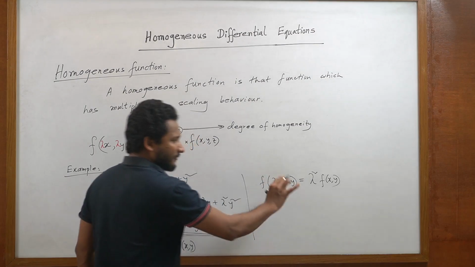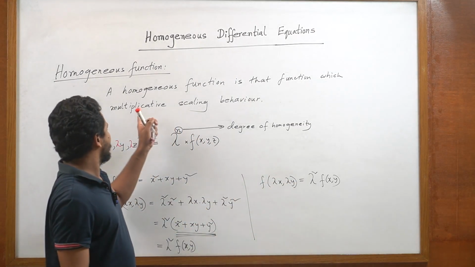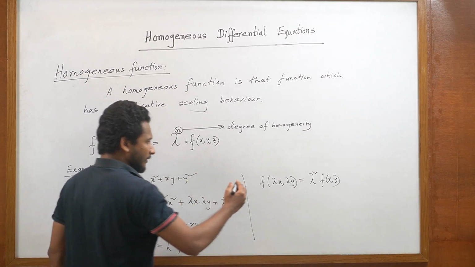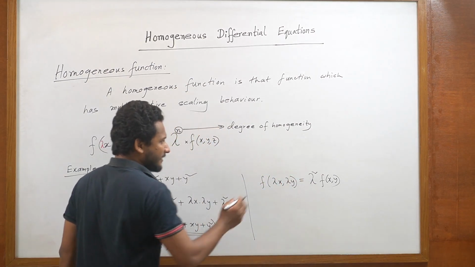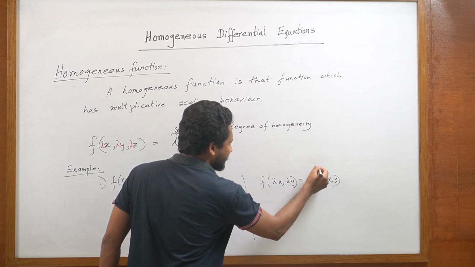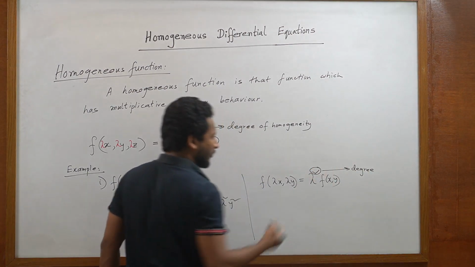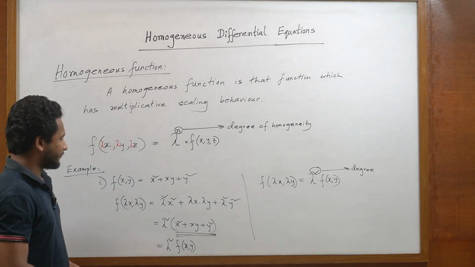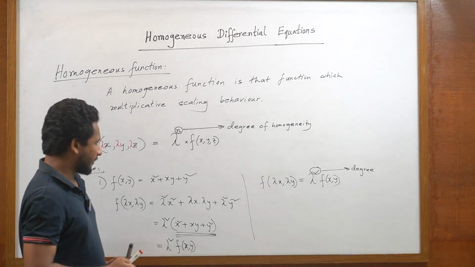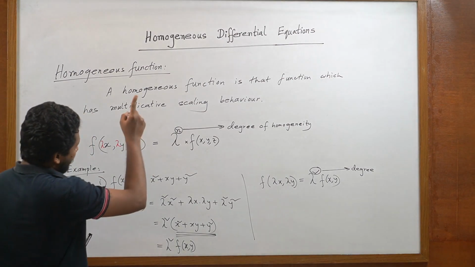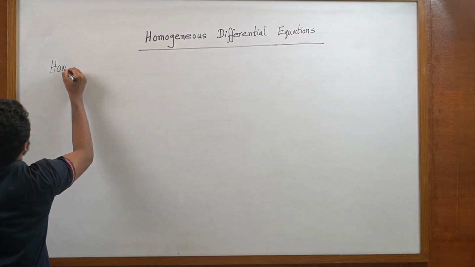So this function has the multiplicative scaling property. So this function is homogeneous and its degree is 2, okay, clear? Now we will go to the homogeneous differential equation.